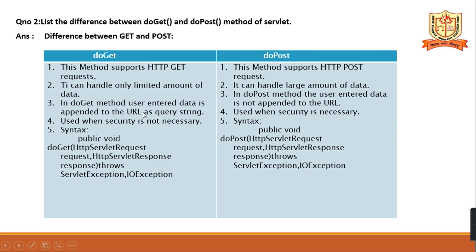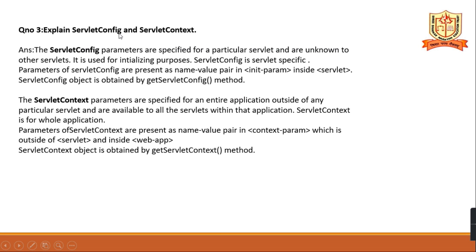I already explained the difference between doGet and doPost in the previous videos, so if you don't know, watch that video. The syntax is public void doGet, and the parameters are the same for doGet and doPost. Next, explain the servlet config and context object.